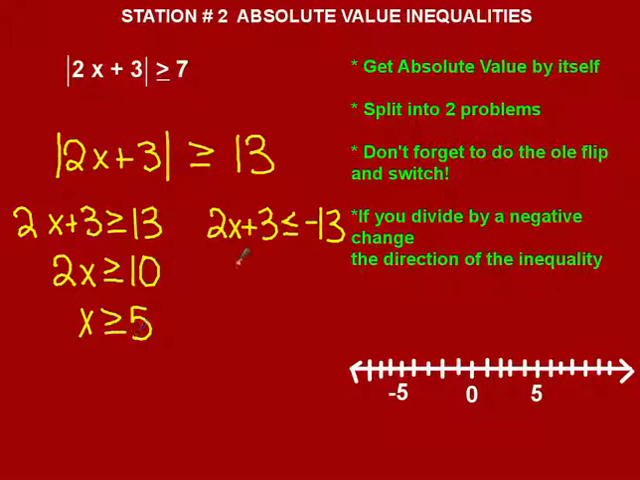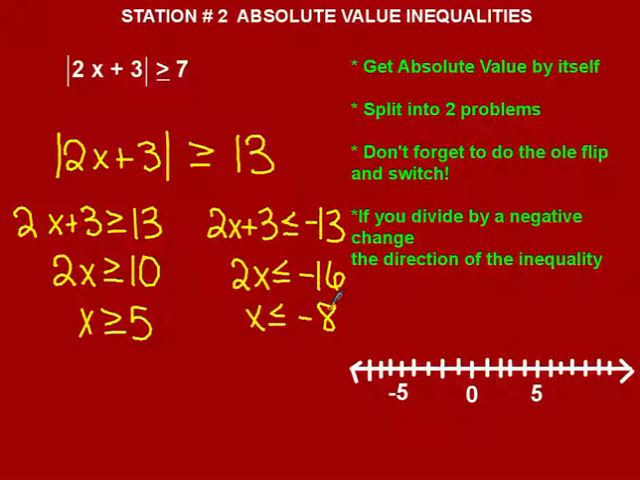On the other side, when we subtract 3, looks like this. Our other solution is x is less than or equal to negative 8. So these are our 2 solutions. And when we go to graph them on the number line, remember, these have an equal sign under the inequality, so we're going to have filled in circles.